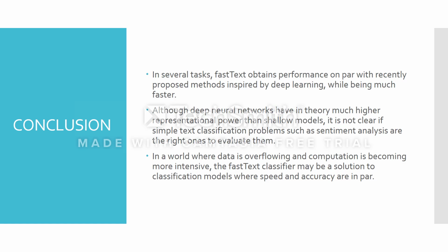So we come to the end of the paper. FastText outperforms many recently proposed models which run on deep neural networks. Although deep neural networks are supposed to be state of the art and really accurate, they are pretty slow. So this could be a solution in the future where speed and accuracy are kept intact.